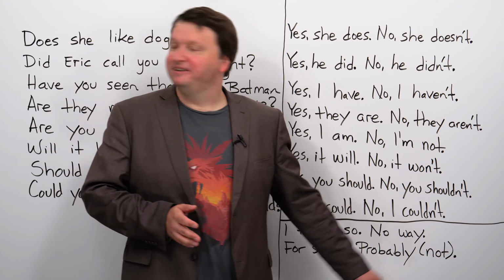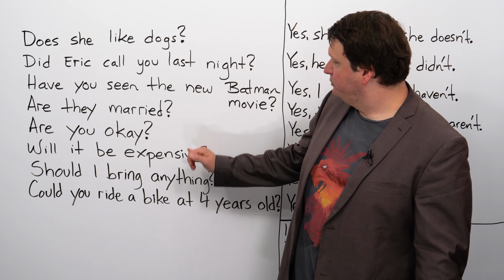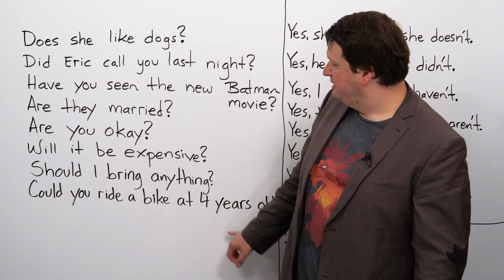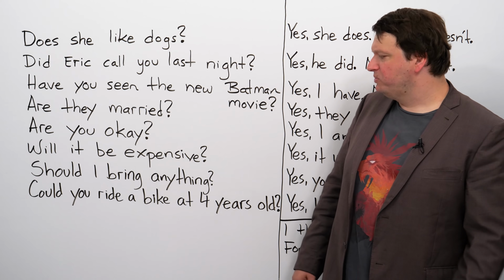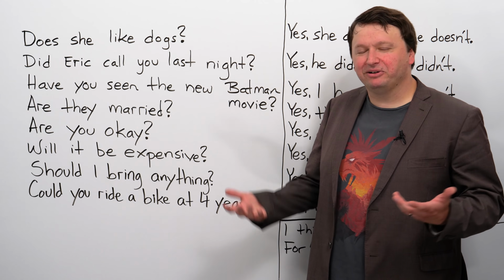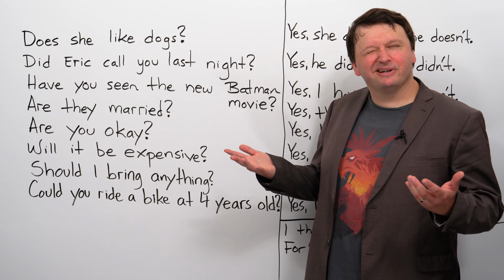And again, another one that is similar to I think so, you're not 100%: probably, or probably not. So for example, will it be expensive? Should I bring anything? Could you ride a bike? Maybe you have a bad memory. Could you ride a bike at 4 years old? Probably not. I don't remember my life when I was 4 years old, but I don't think so.